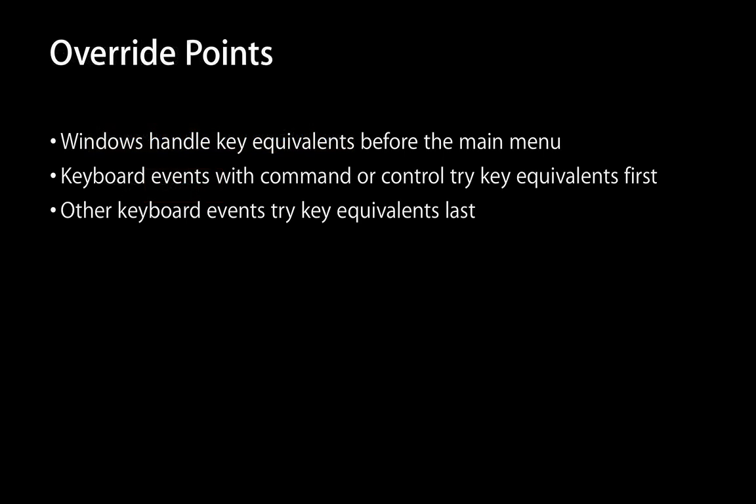So that's lots to take in, I know. But these are the things to keep in mind. Windows get first crack at key equivalents before the main menu. Now, if the event has command or control, it's treated like a key equivalent first. Perform key equivalent is called before send event. Other events, perform key equivalent is called after send event.